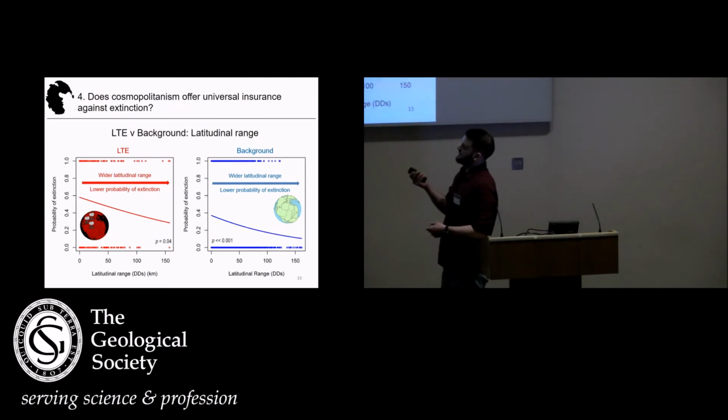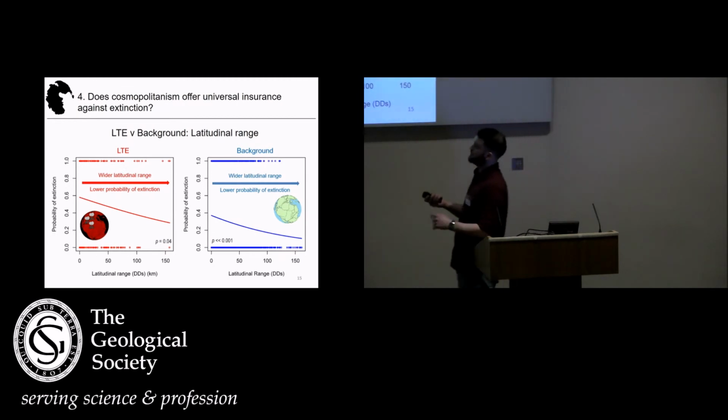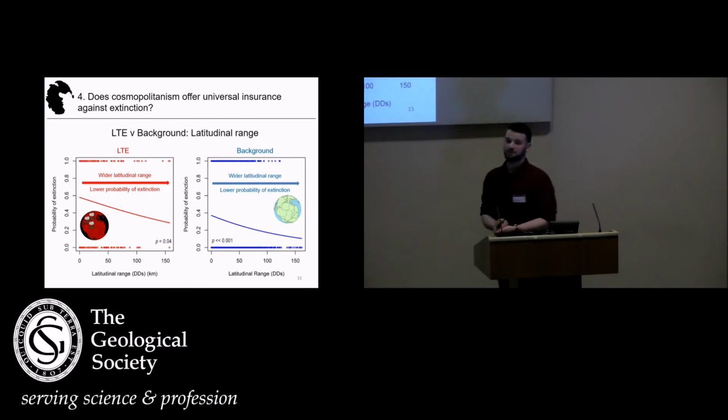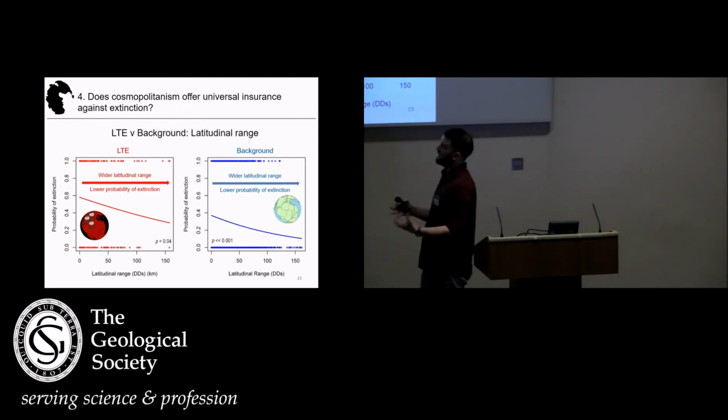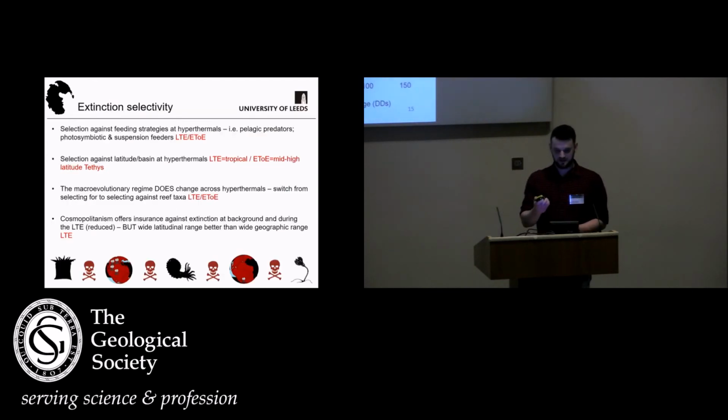At the late Triassic event, again, we see higher extinction probabilities across the board. And again, the same relationship, so the wider latitudinal range taxa have a lower probability of extinction. This time it's significant, but only just. So it's a weaker relationship than we see in background periods, but a wider latitudinal range still gives you a bit of insurance against going extinct during these events.